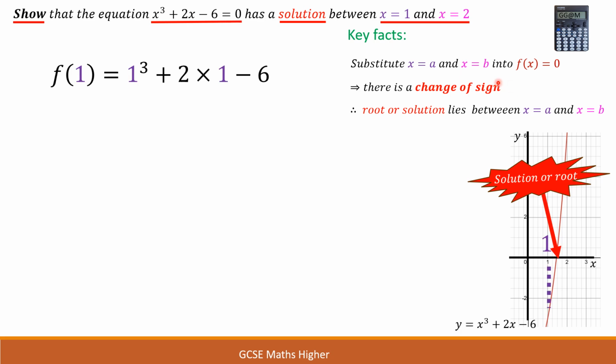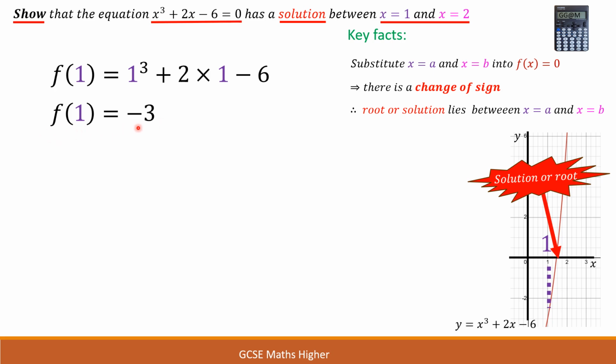Fantastic. Hopefully you've managed to have a go at working out when x is 1 and x is 2. So what that means is we're going to substitute the value of 1 into the equation here, x cubed plus 2x minus 6. So f of 1. So 1 cubed plus 2 times 1 minus 6. So 1 cubed is 1 times 1 times 1 is 1. Plus 2. So 1 plus 2 is 3. Take away 6 is negative 3.